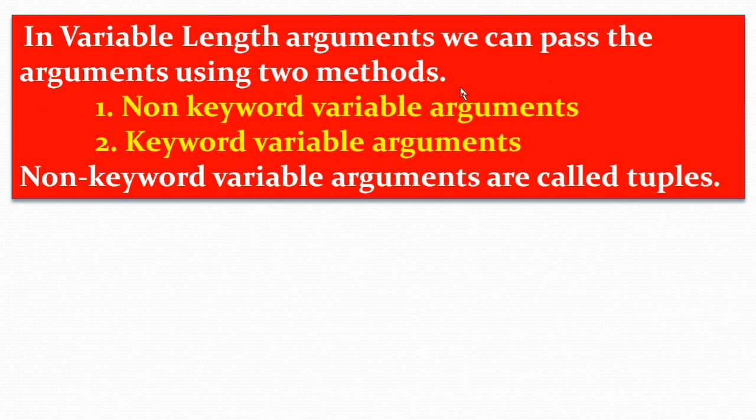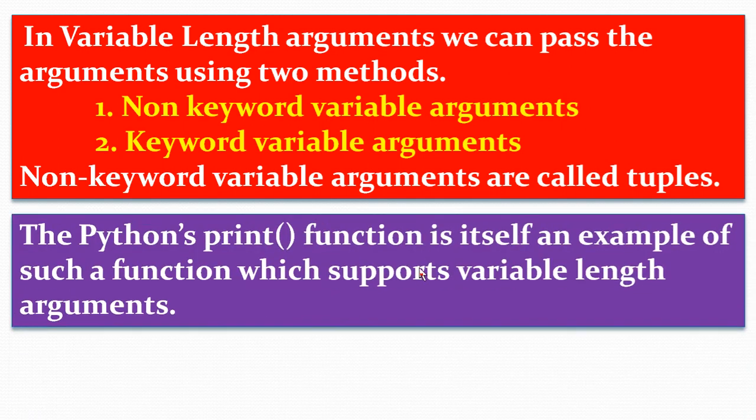In variable length arguments, we can pass the arguments by two methods. First, non-keyword variable arguments. Second, keyword variable arguments. Non-keyword variable arguments are called tuples. Python's print function is itself an example of a function which supports variable length arguments.